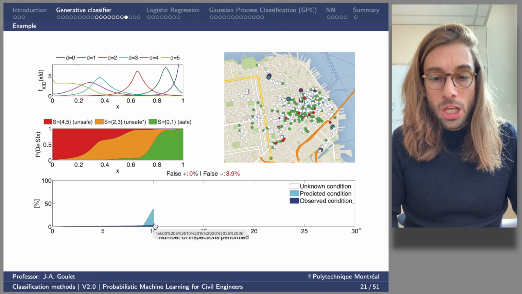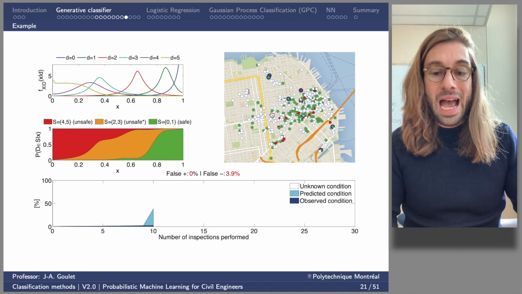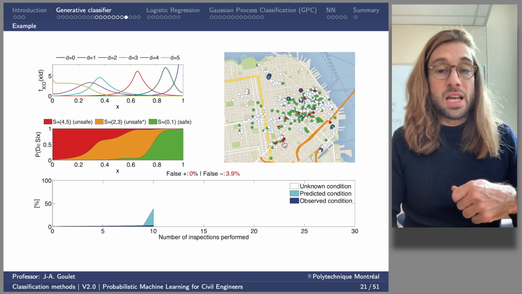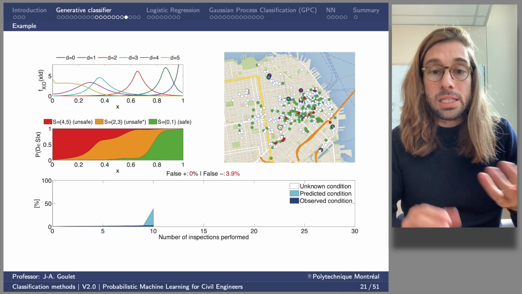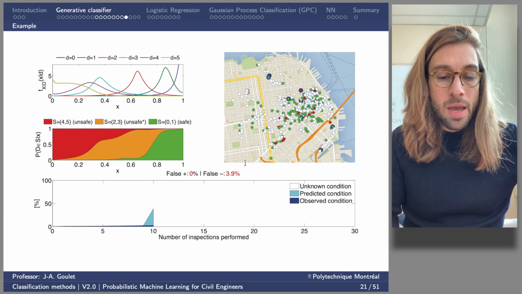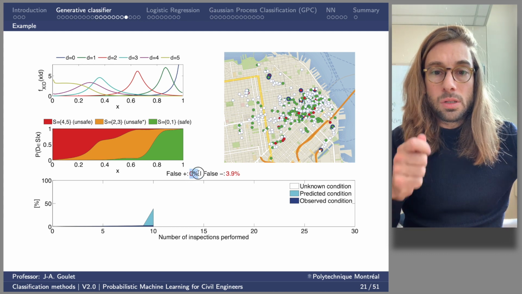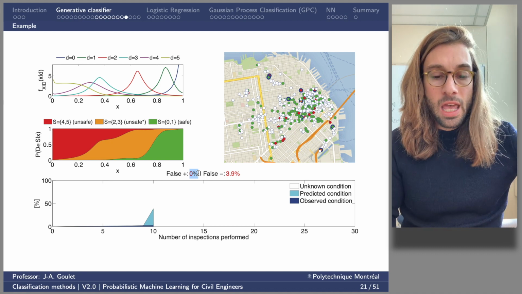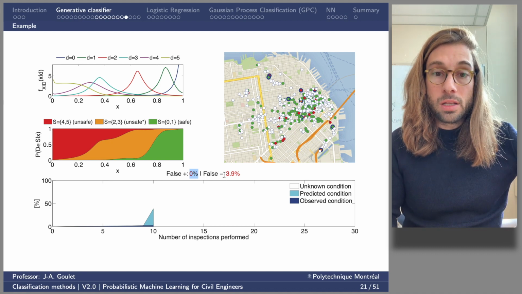So all the dots that are green are those that are classified as safe. All those that are in red are those classified as unsafe. And here, since I know the truth because it's a synthetic example, I can assess that I have made 0% false positives, so buildings that are deemed unsafe when they're safe, and I have 3.9% false negatives.